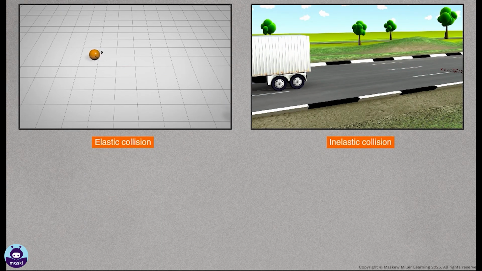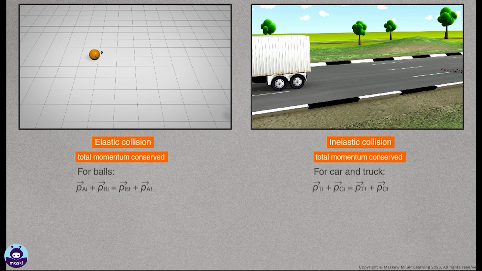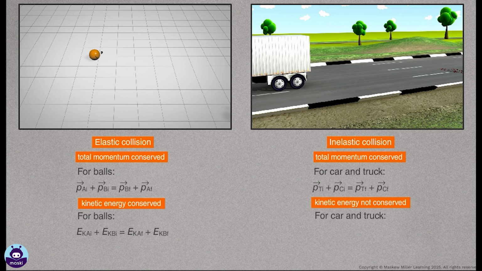In both these types of collisions, total momentum is conserved, but kinetic energy is conserved only in the elastic collision. Thus, we can define an elastic collision as a collision in which total linear momentum and kinetic energy are both conserved. Note, however, that energy cannot be lost, so total energy is always conserved in all collisions.